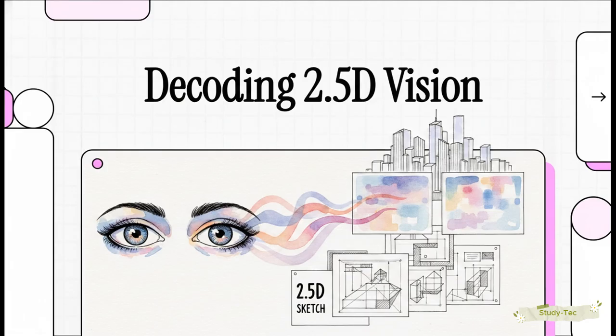So how exactly do we bridge that gap? Well, welcome to this explainer. Today, we're going to unpack the fascinating, deeply hidden mechanism that literally constructs our reality. It's called the 2.5D sketch.